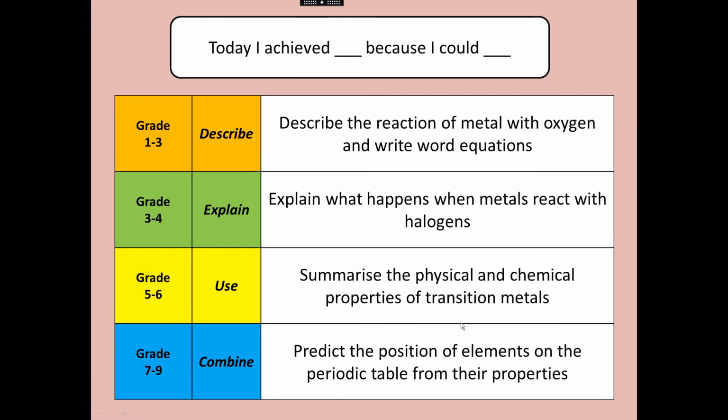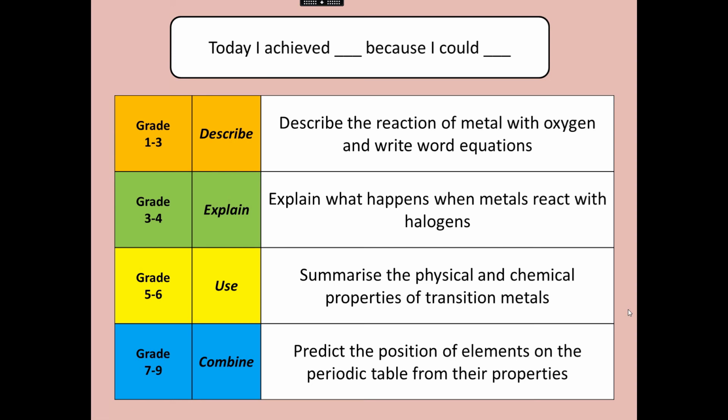Okay, some challenging work there. What have you managed to achieve today? Were you able to say, today I achieved describe, because I can describe the reaction of metal and oxygen? Is it today I achieved explain, because I can explain the reaction of metal and halogen? Could you summarize the physical and chemical properties of transition metals and start to include some equations and formula? Could you predict the position of elements on the periodic table from their properties?